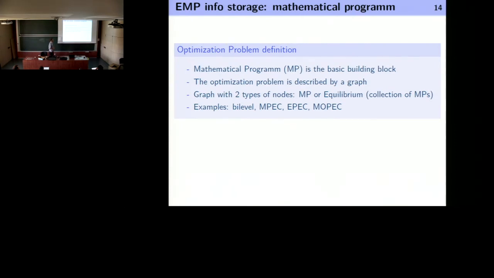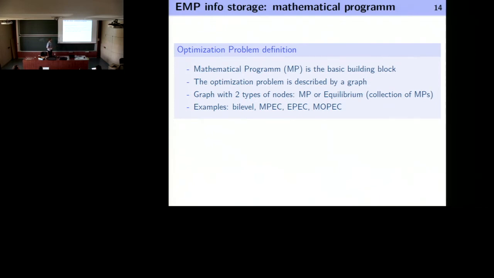So now, talking a little bit more about how to model those EMP problems, and especially if we also want to deal with MPECs and EPECs. We came up recently with the idea that we want to have a graph representing the problem, where the building blocks are mathematical programs. Those could be a classical minimization problem, or could be a VI. And you have two types of nodes. You have either nodes that are mathematical programs, or you have equilibrium nodes that are just a collection of mathematical programs.